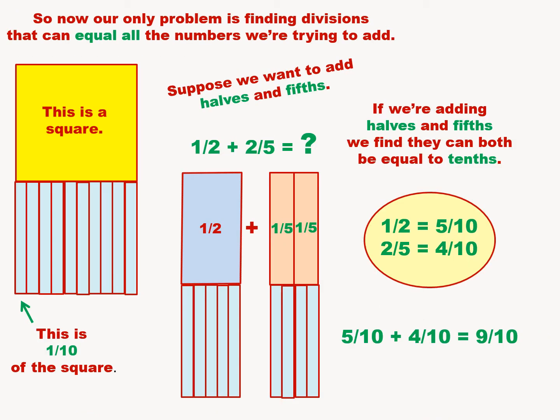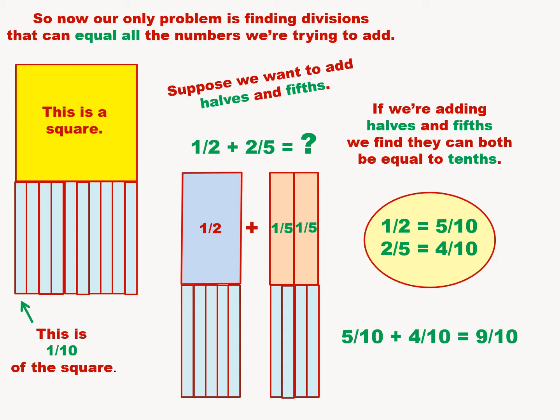So now our only problem is finding divisions of the square that can equal all the numbers we're trying to add. For example, suppose we wanted to add halves and fifths. Might we find divisions of the square, parts of the square, that would equal both halves and fifths? And if we're adding halves and fifths, we find that they can both be represented in tenths. Therefore, we can find tenths that are equal to 1/2, and tenths that are equal to 1/5.